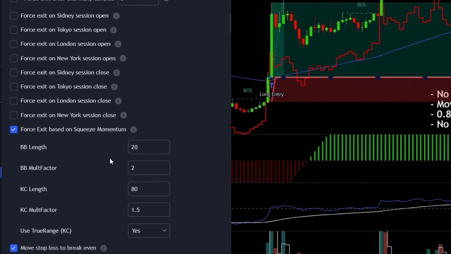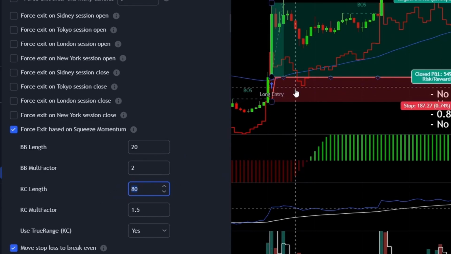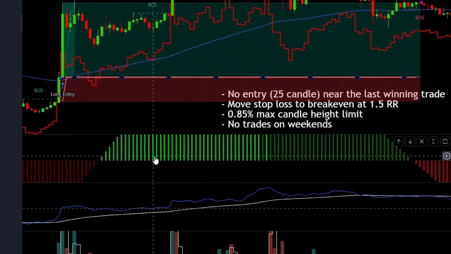Moving on, we are using a force exit based on squeeze momentum. This is our squeeze momentum indicator and it is set to an 80 KC length. Basically, we will exit a long position when the squeeze momentum turns from green to red.